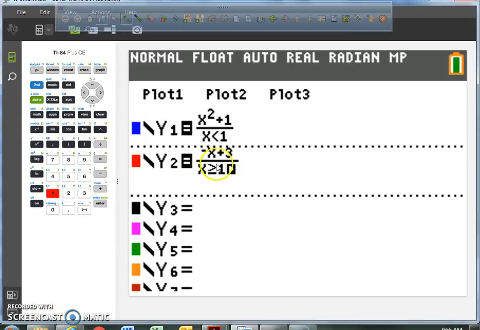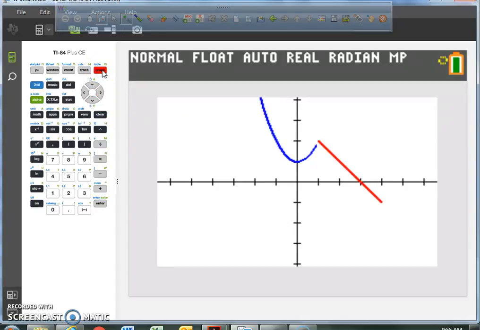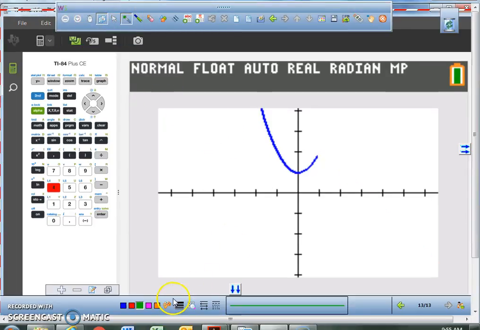Okay? Right here. And hit graph. Let's take a look at it. So this is called a piecewise function because you're graphing not the whole thing, you're just graphing pieces of a function. Now, let me explain to you really quick what's happening in this graph. That was the first one. So right here, Ryan, technically that hole right there is not being plotted, and that's where x is equal to 1.